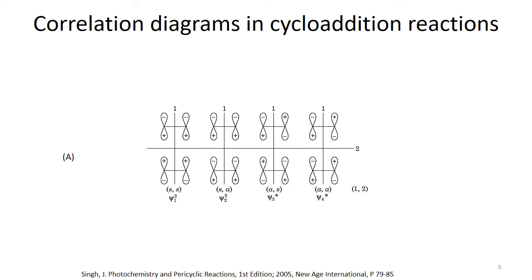In case of antarafacial interaction, there is no node. So it means that psi2 square has one node. But if you talk about psi3 star, it means that in antarafacial interaction there is one node, and in case of suprafacial interaction there is another node. So it means that psi3 star has two nodes here.